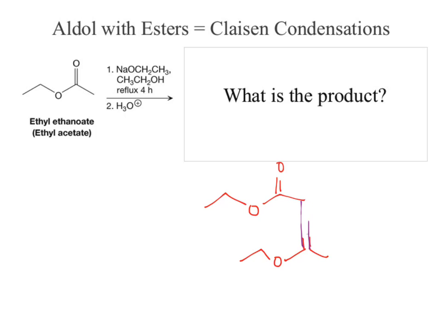Before we can get the elimination, what would happen? We'd have the negative oxygen, right? What is special about that carbon? Two words, tetrahedral intermediate.